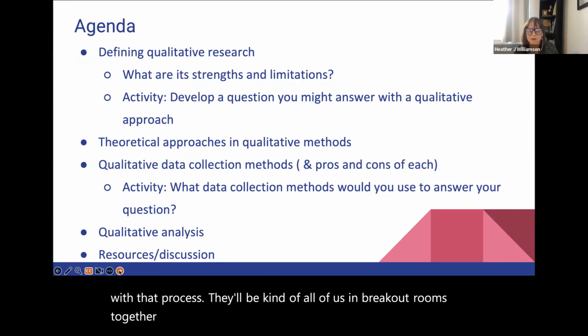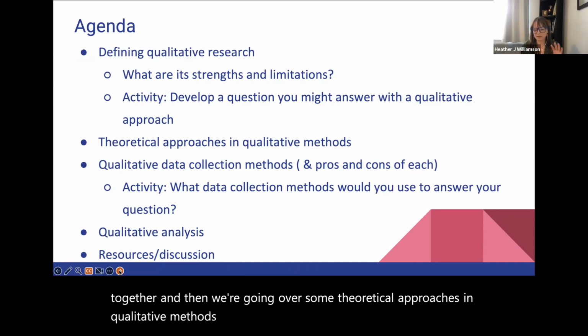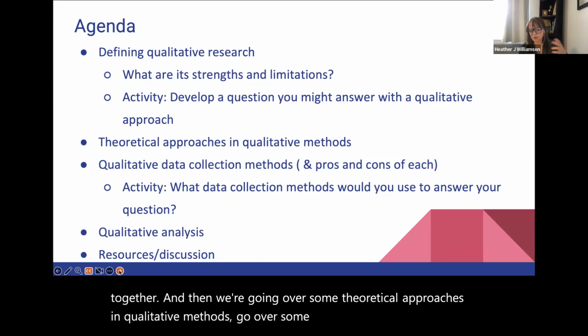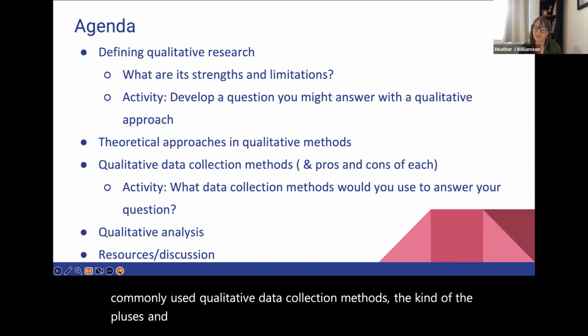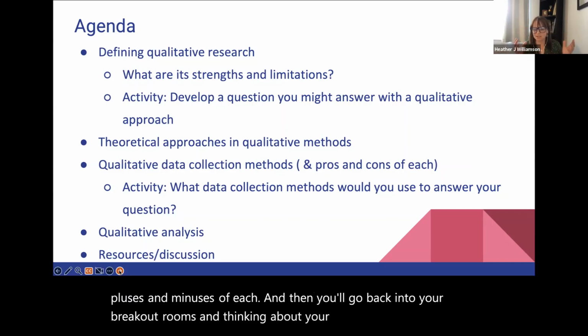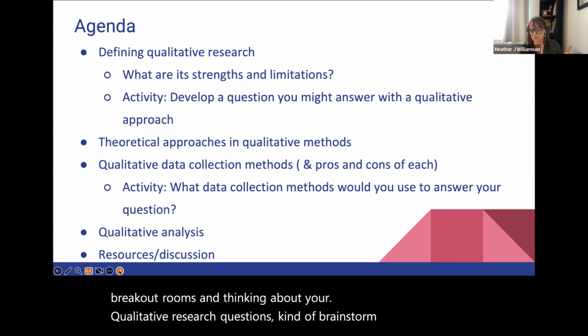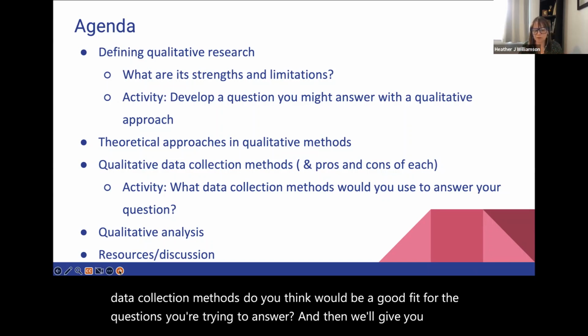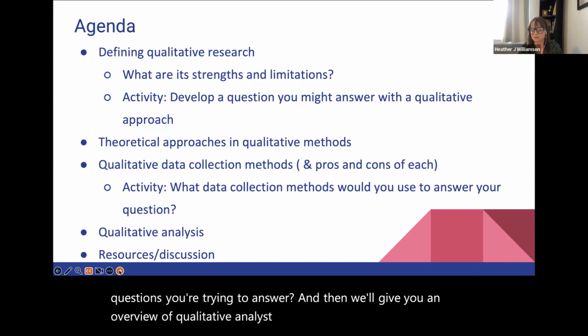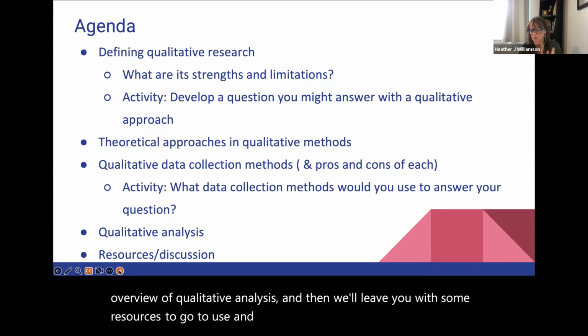And then we're going to go over some theoretical approaches in qualitative methods, go over some more commonly used qualitative data collection methods, the pluses and minuses of each. And then you'll go back into your breakout rooms and, thinking about your qualitative research questions, brainstorm what data collection methods would be a good fit for the questions you're trying to answer. And then we'll give you an overview of qualitative analysis, and then we'll leave you with some resources to use and any questions and discussion.